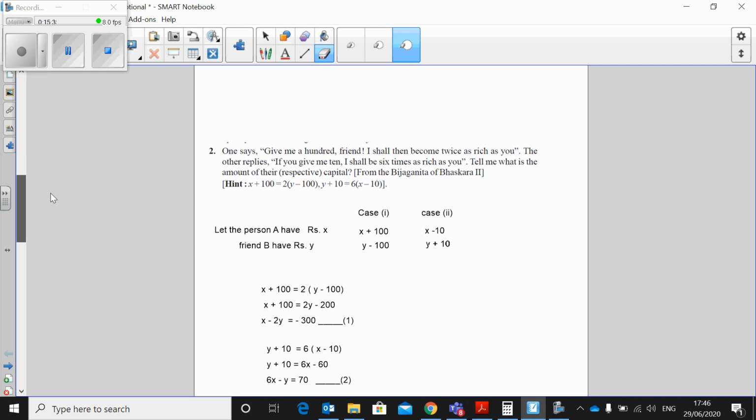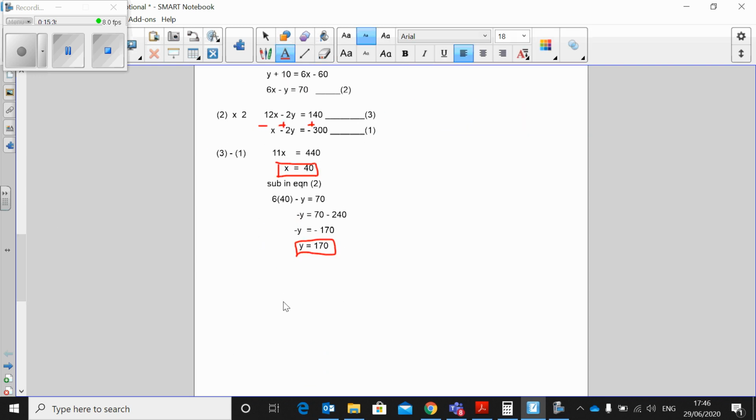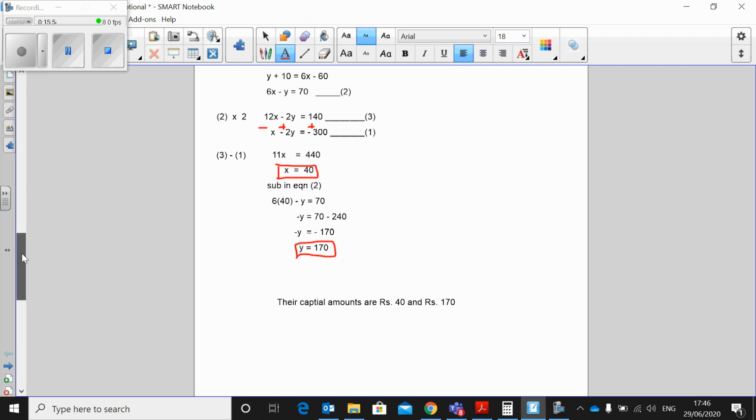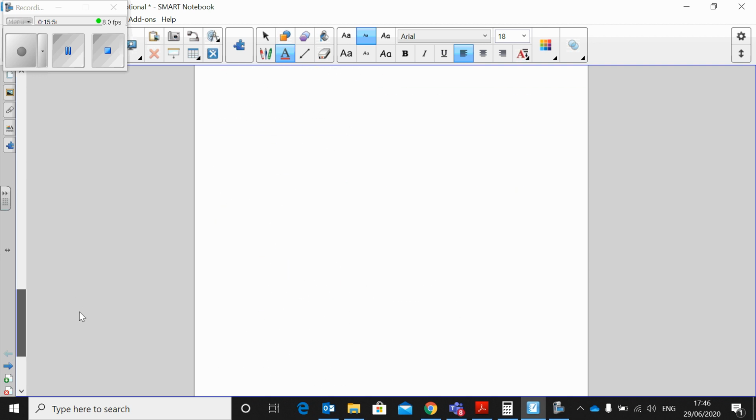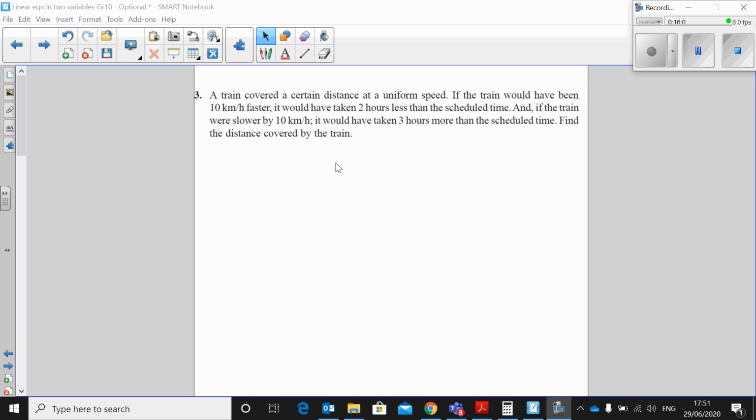Okay? So the amounts of their capitals are rupees 40 and rupees 170. Okay, so one of the interesting sums is it. So correct. Let's move on to the third sum. Okay, let us see the third sum.